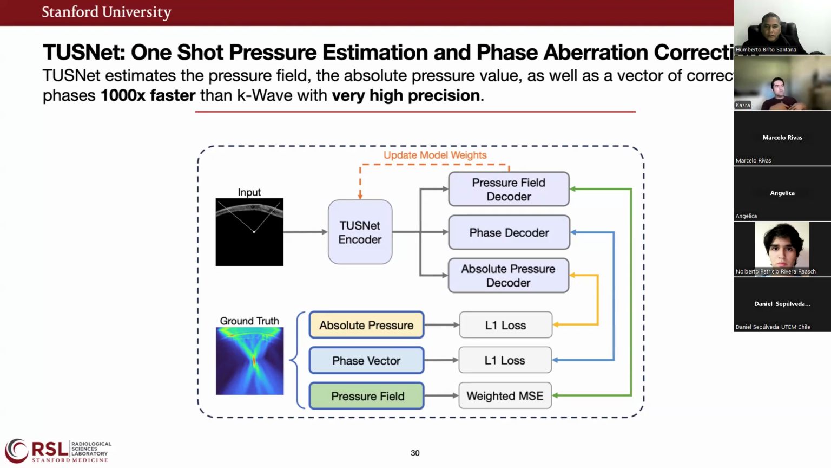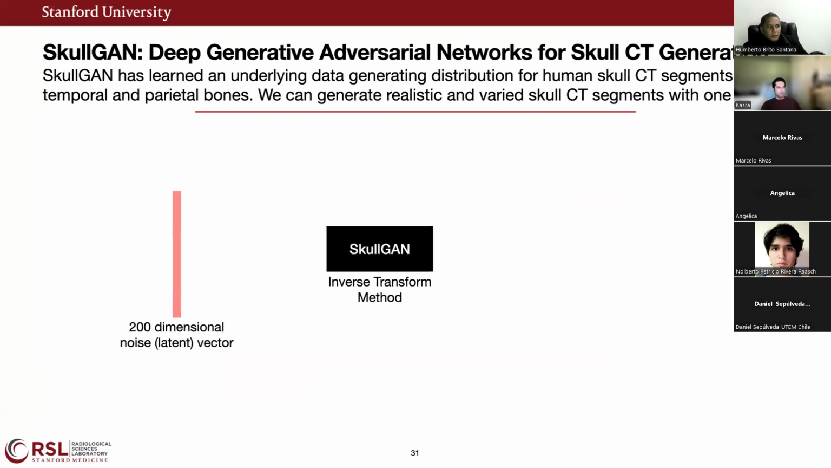But after we conceptualized what we want to do with TUSNet, we realized there's a big problem. We ended up using 180,000 training samples as input-output pairs to be able to train TUSNet. But we do not have 180,000 skull CT segments. Actually, no lab that I know has this many skull CTs. So we decided to put the TUSNet project on hold and instead think of developing a generative algorithm that will help us generate synthetic skull CTs that we could use to train TUSNet. And that was how the idea of SkullGAN was born.